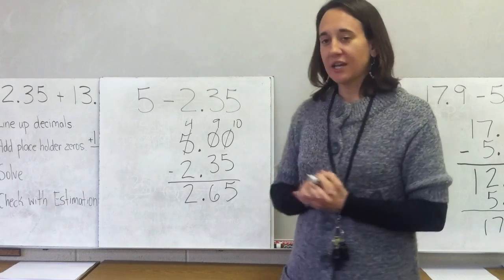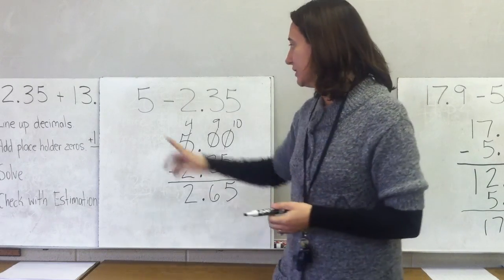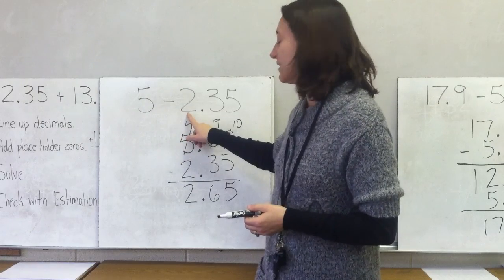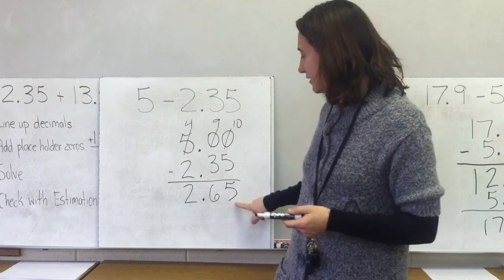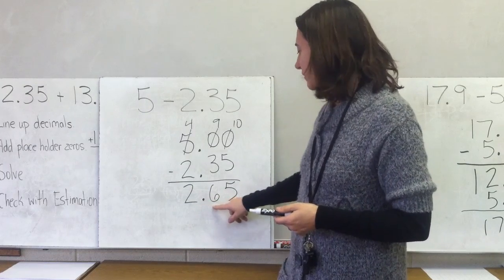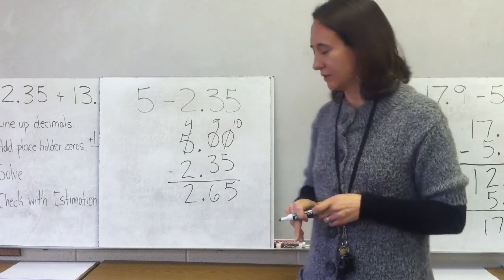Now there's two ways we can check it. One way we can check it is with estimation. This is 5 minus about 2. What's 5 minus 2? 3. Is our answer pretty close to 3? Yeah. It's 2 and 65 hundredths. It's pretty close to 3.